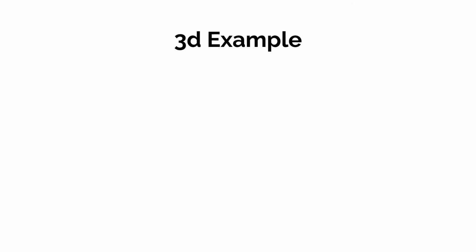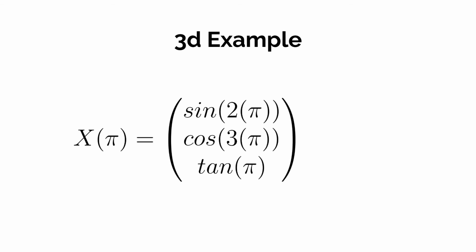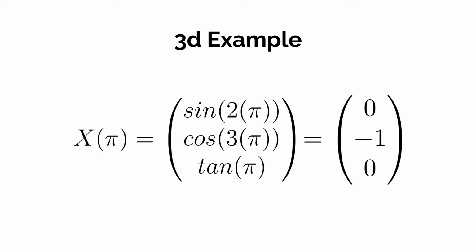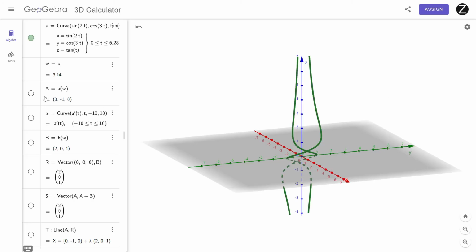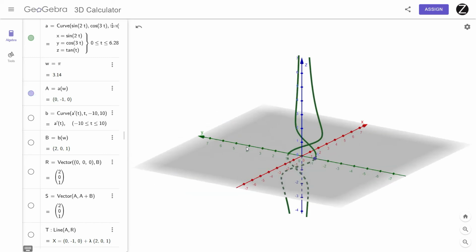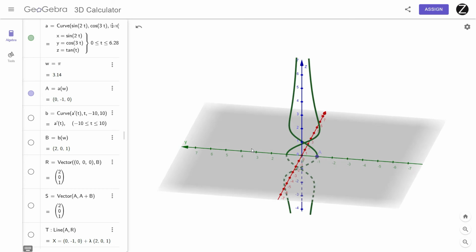So for the first part, where on the curve would this particle be located? All we have to do is substitute pi for t, and we get x of pi equals sine of 2 pi, cosine of 3 pi, and tangent of pi, which in this case equals the point 0, -1, 0. So let's label that point right now and call it A. So there it is right there at the point 0, -1, 0.